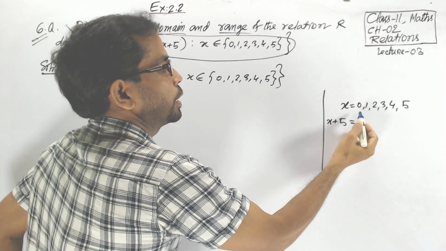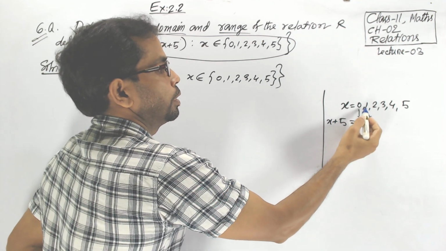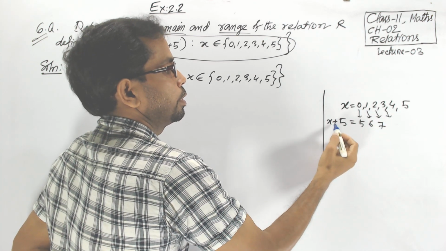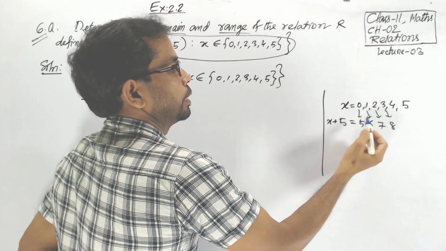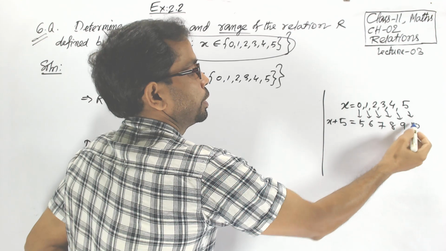So if we take x is 0, then 0 plus 5 is 5. X is 1, then 1 plus 5 is 6. 2 plus 5 is 7. 3 plus 5 is 8. Then 4 plus 5 is 9. And 5 plus 5 is 10. So these are the pairs.